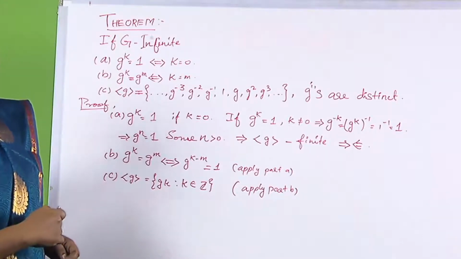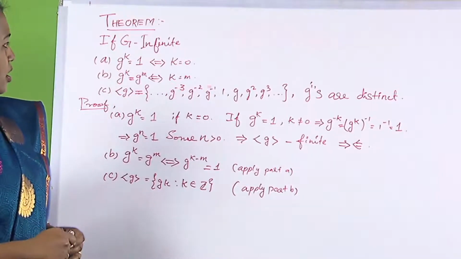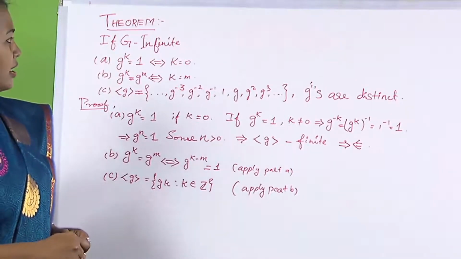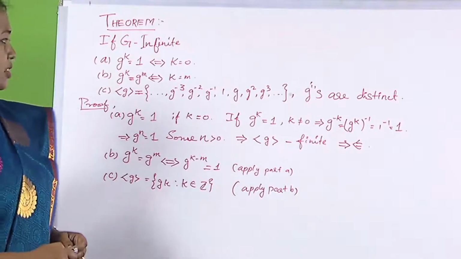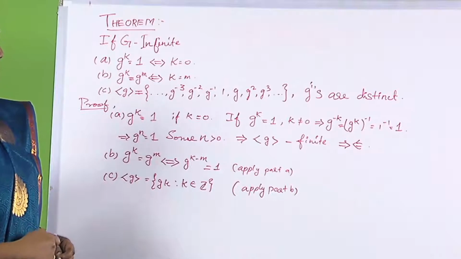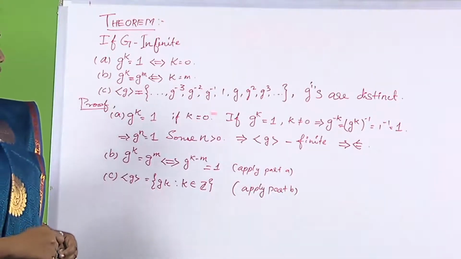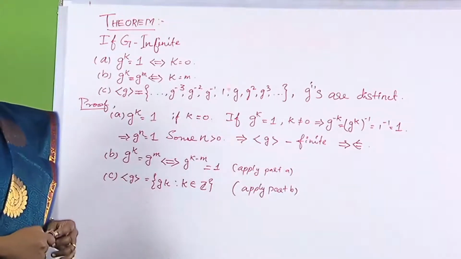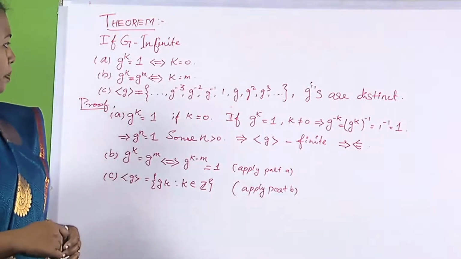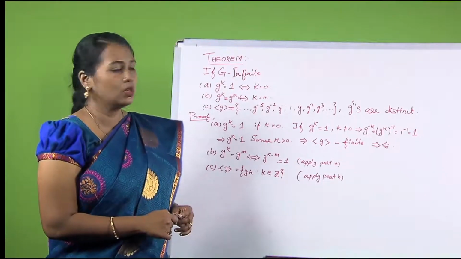So, there is a distinction between the finite and infinite case, where you have powers or negative powers here, and here also the g powers are distinct. So, these are the three properties. So, we will prove property number A. So, g power k is equal to 1. So, the first part is obvious because k equal to 0 is true, anything to the power 0 is 1. Suppose you have g power k is equal to 1 and k is not equal to 0.